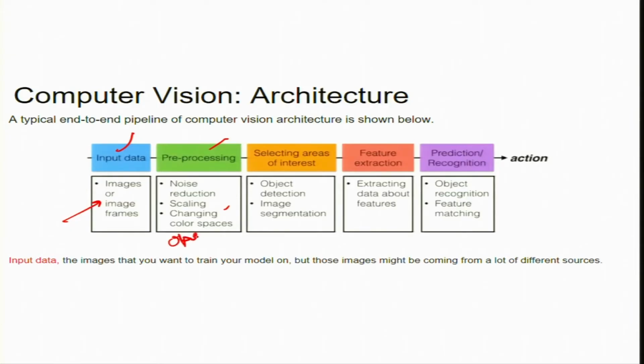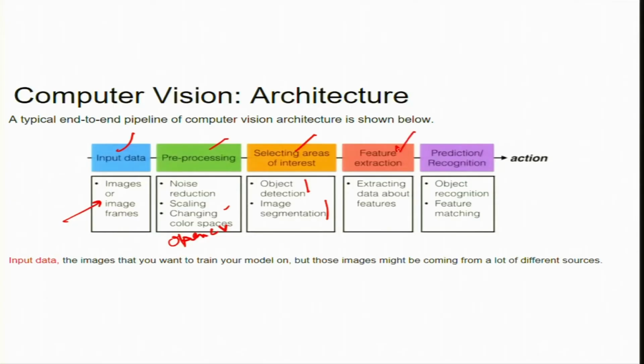OpenCV is the software that is used for doing this pre-processing before the object becomes usable for the training of a particular computer vision model. Then the next process is called selecting the areas of interest, that is, doing the object segmentation and the object detection. This technique will be applied once the pre-processing of that particular data set is complete.